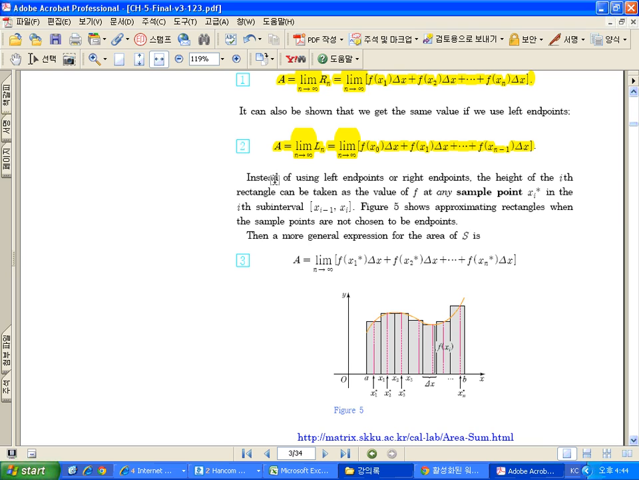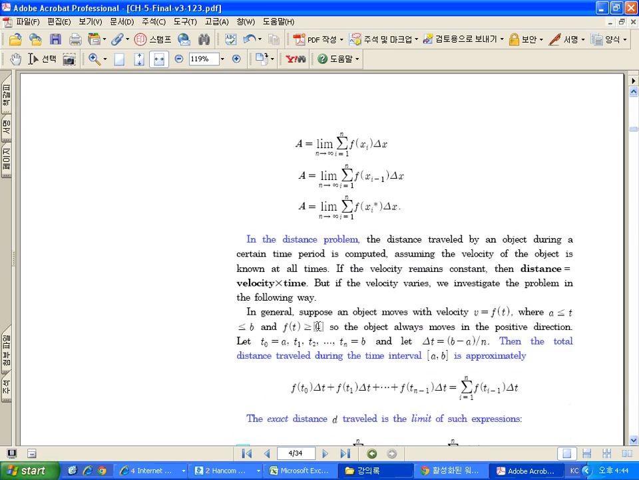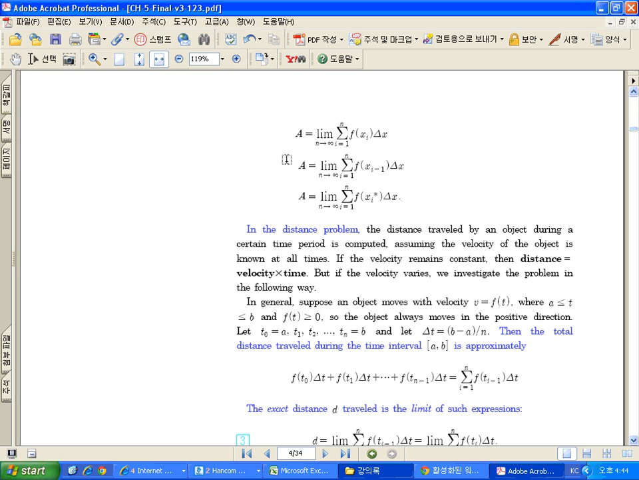Since they converge to the same limit, we may choose any sample point x_i star in the ith interval, x_{i-1} to x_i. Even though we choose any number in between, x1 star, x2 star in this interval, it will eventually be the same. So this 1, 2, and 3 can be written as this or this or this, but they will all be the same.